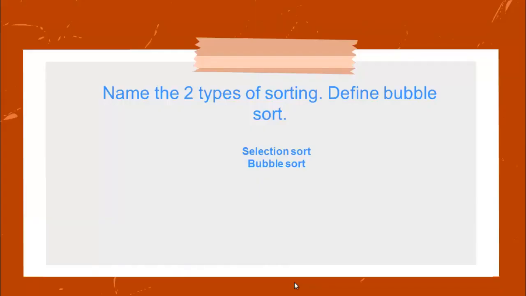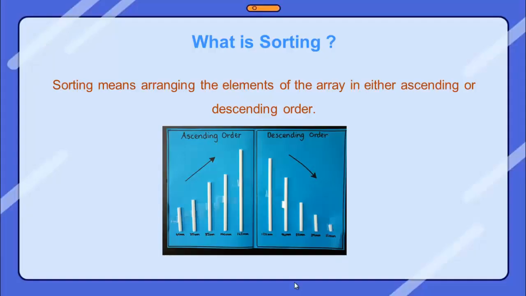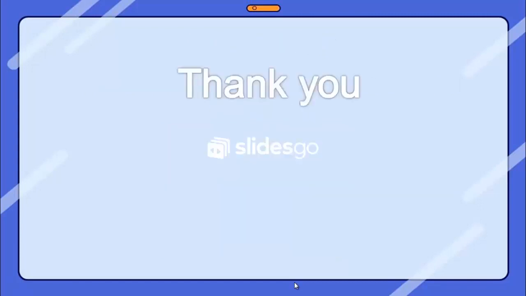And we have two types of sorting: selection sort and bubble sort. Bubble sort is the simplest sorting algorithm that works by repeatedly swapping the adjacent elements if they are in the wrong order. So what is sorting? Sorting means arranging the elements either in ascending order or descending order.